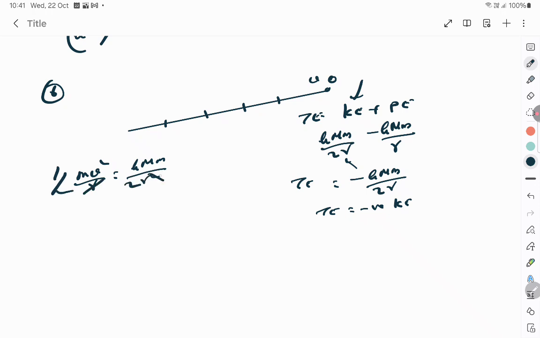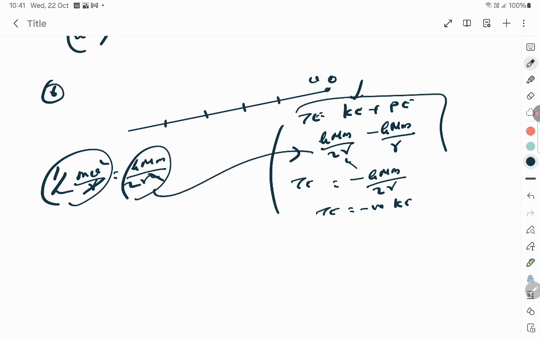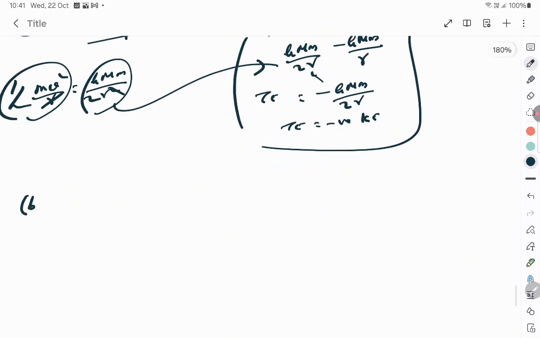You multiply both sides with a half, thus you get the kinetic energy's formula to be G capital M small m by 2r. So this is the proof for writing total energy as the negative of kinetic energy. And so that's about this, in case they ask you for a proof. So let's go to the next question.